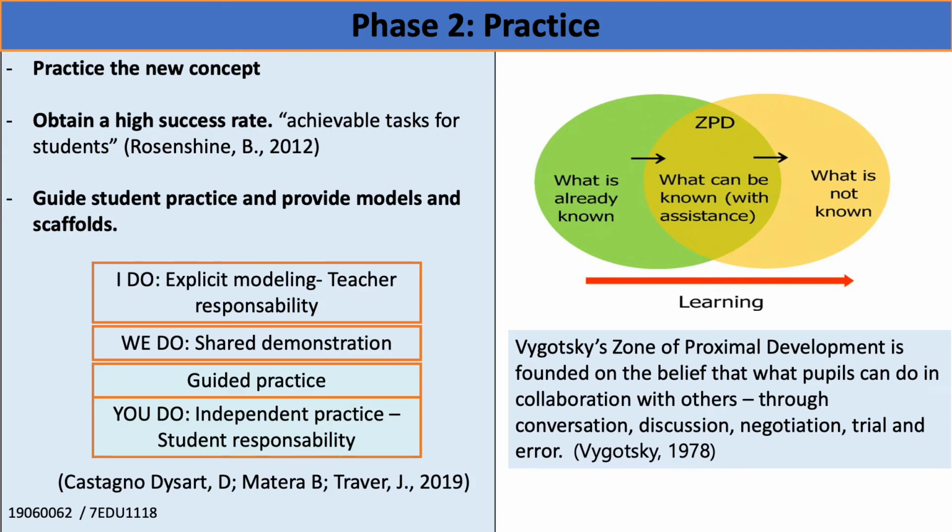One way to support the students is modeling the task and following the structure I do, we do, you do. This is a share of responsibility for task completion in the I do, we do, you do framework. We can observe that the first stage, I do, is the teacher's responsibility, modeling the task, followed by the shared demonstration and guided practice. Then the independent practice is the student's responsibility.